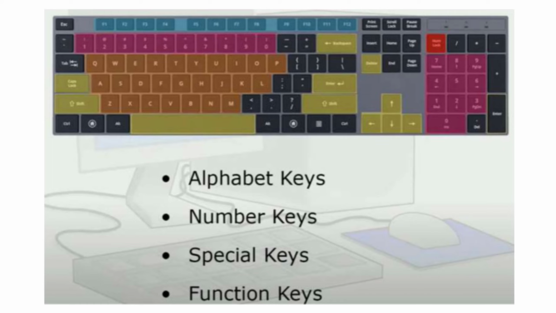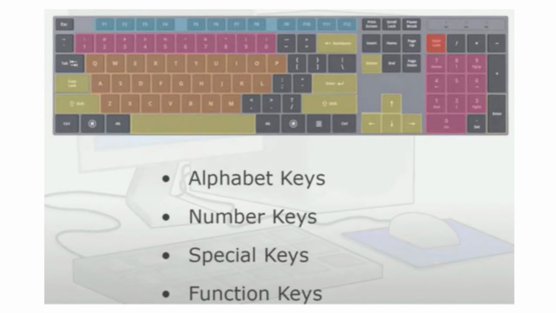Like first one, alphabet keys are displayed with brown color, number keys are displayed in pink color, special keys are displayed in yellow color, and function keys are displayed with blue color. You can identify the different type of keys by the help of different colors. Alphabet keys, number keys, special keys, and function keys.